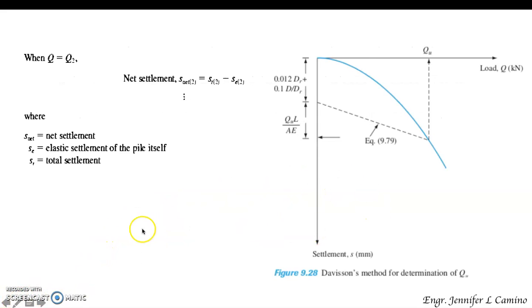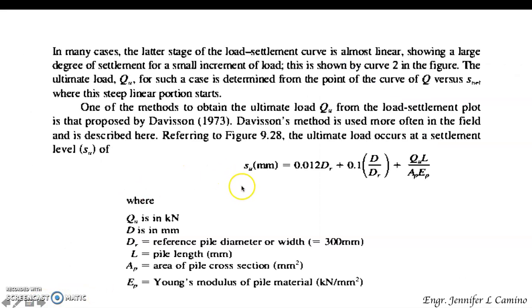Figure 9.28. From this figure, according to Davidson, the ultimate load occurs at the settlement level S sub U, and that is estimated using this equation. And you have here the definition for each variable found in this equation.